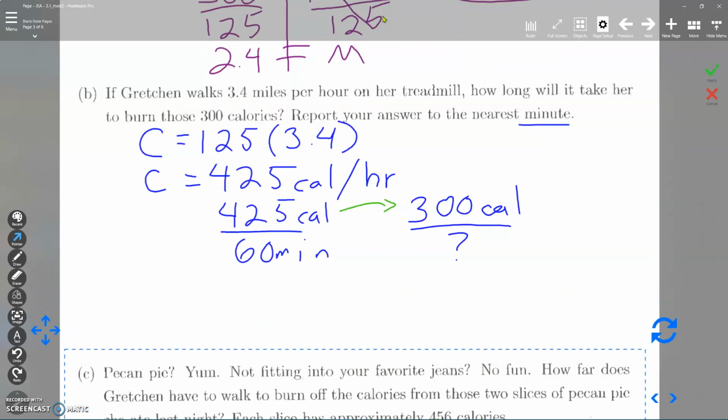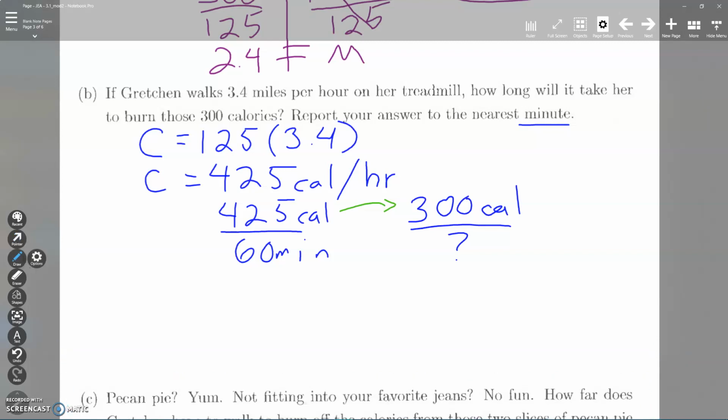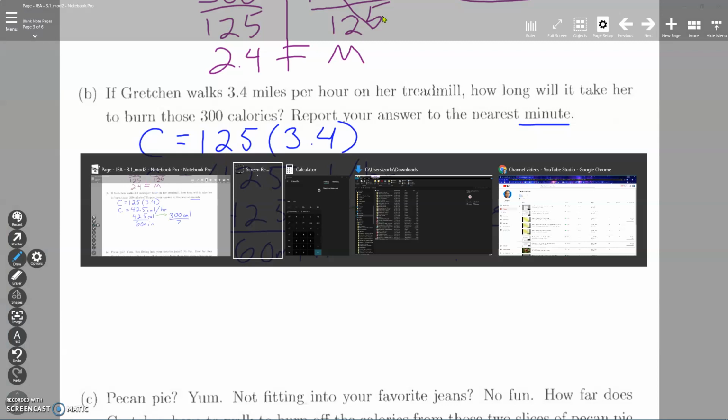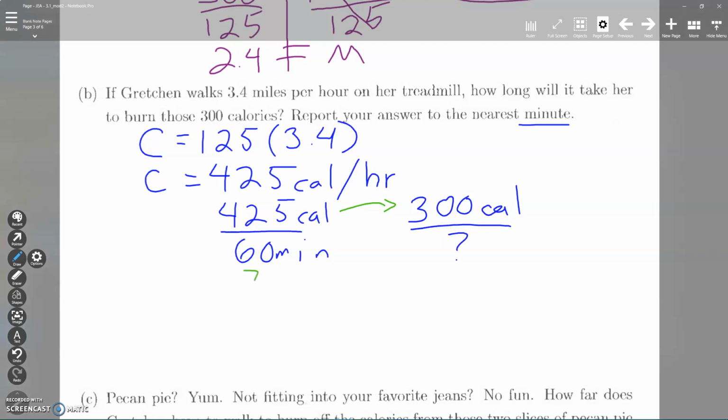I'm just going to slide the next question down a little bit so we have some more space. All right? And the way to do that is we can simply just divide 425 by 60, and that will give us how many per minute. So I'm going to get my calculator out here. 425 divided by 60 is going to give us a nice little number like that. So about 7.08 calories per minute. So 7.08 calories in 1 minute, roughly speaking.